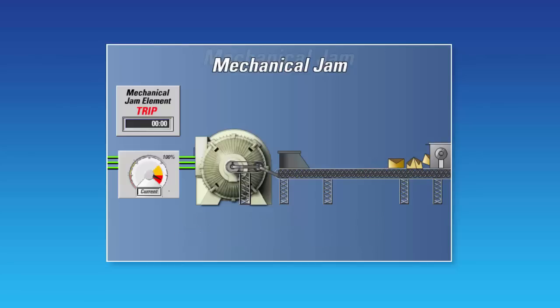Not only will the mechanical jam detection element trip the motor faster than the thermal overload, but it may also prevent or reduce the damage to the driven equipment.